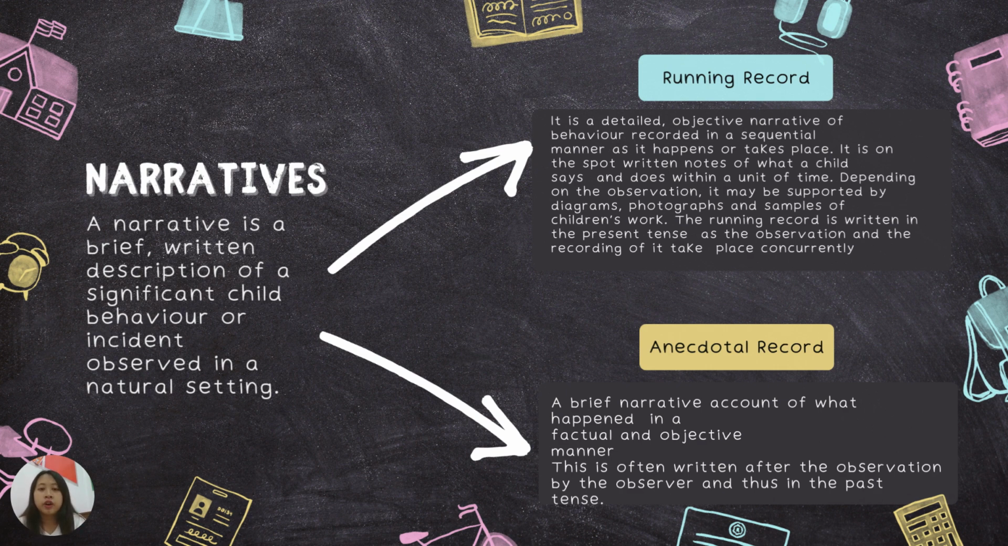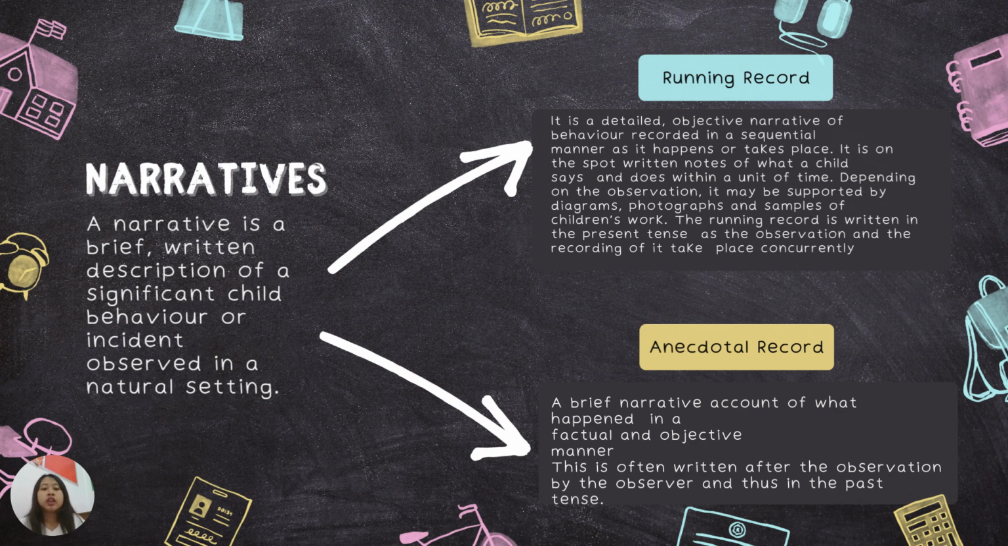So the running record is a detailed, objective narrative of behavior recorded in a sequential manner as it happens or takes place. It is on-the-spot written notes of what a child says and does within a unit of time. Depending on the observation, it may be supported by diagrams, photographs, and samples of children's work. The running record is written in the present tense as the observation and the recording of it take place concurrently.